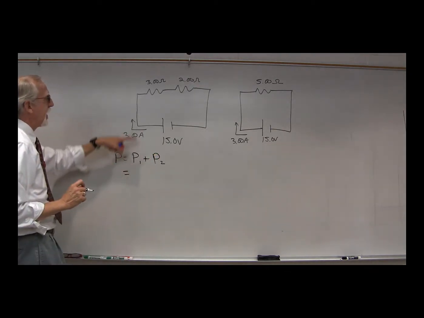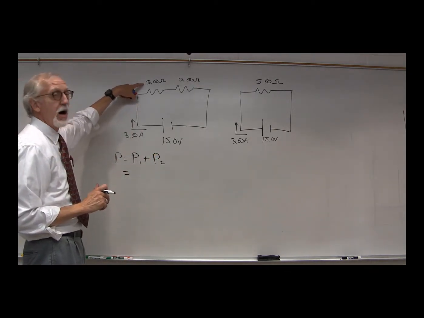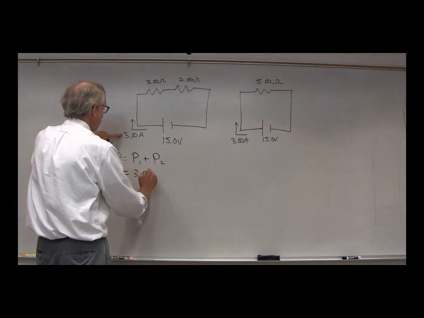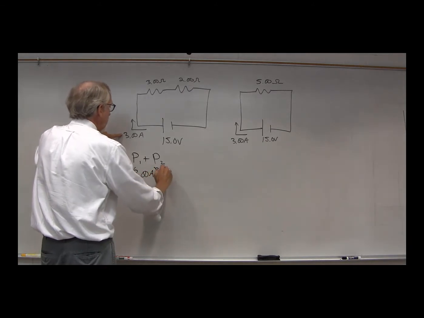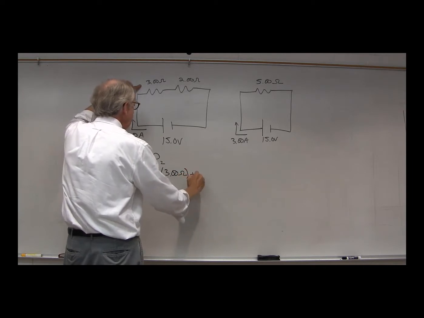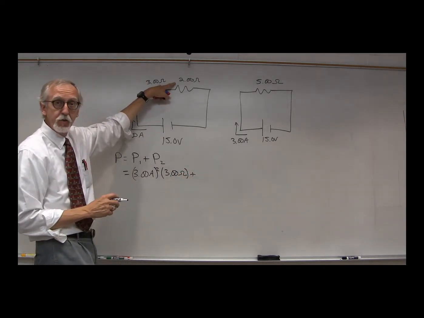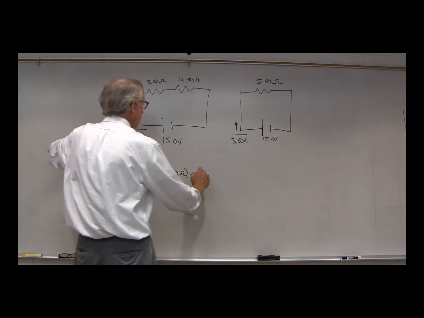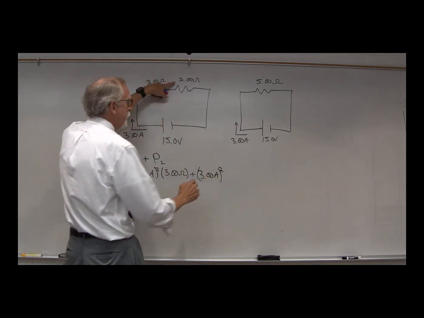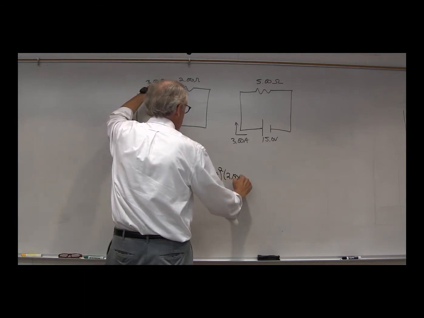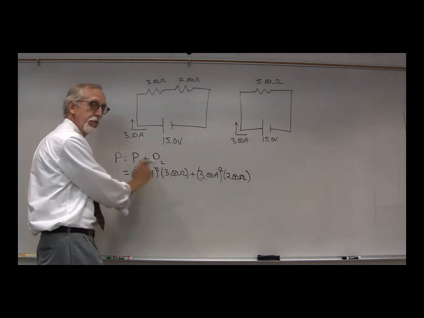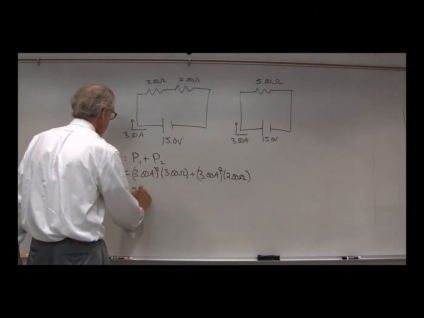The power used by the first resistor will be I squared R for this one. In other words, 3 amps squared times 3 ohms. And then the power used by the second resistor will be I squared R for that one. Same current, plus 3 amps squared times 2 ohms. Which gives us what? Well, 3 squared is 9, times 3 is 27, so this will be 27.